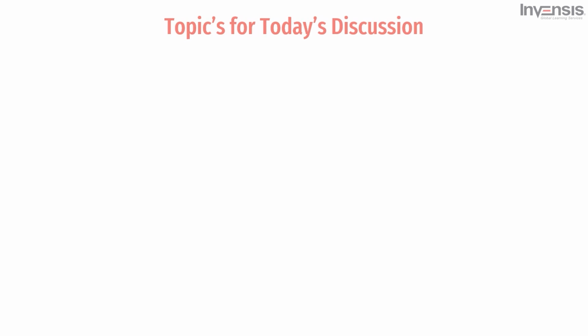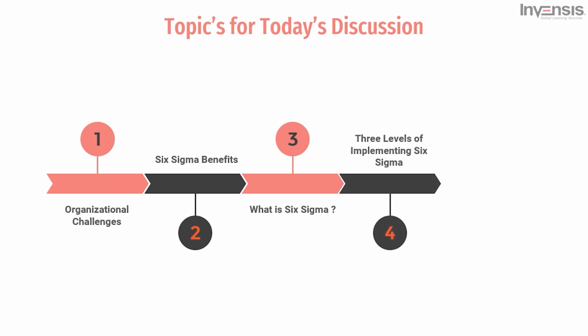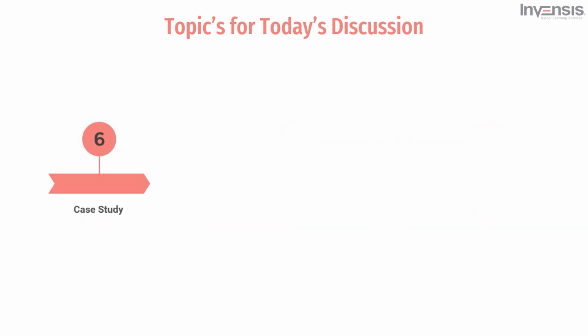We will start this tutorial by understanding organizational challenges. Then, we will try to answer questions such as, what problems do organizations come across when they implement change? And how Six Sigma can help to face those challenges. Post that, we will understand what is Six Sigma with the help of a simple example. And then we will be looking at 3 levels of Six Sigma. Moving on, we will understand the philosophy behind Six Sigma. And finally, we will end this session by going through a case study. I hope you are clear about the agenda.